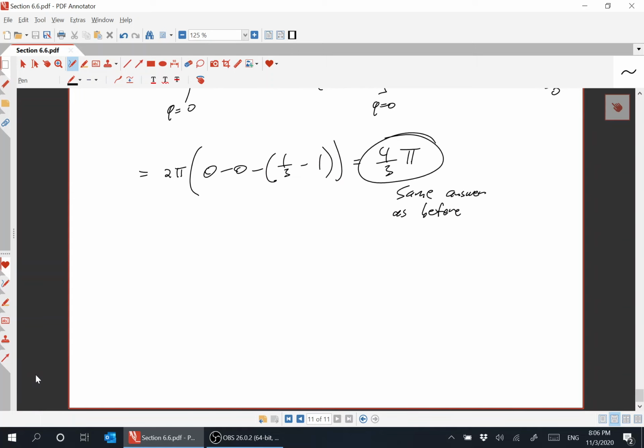Let's see. Do I have another example? That might. Yeah. Here's an example. Let's calculate the surface area of the paraboloid.